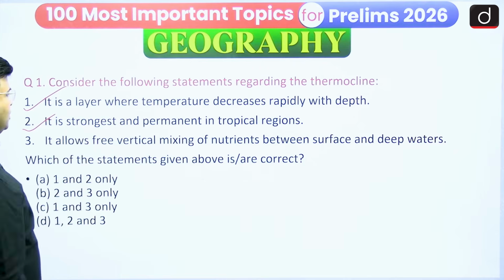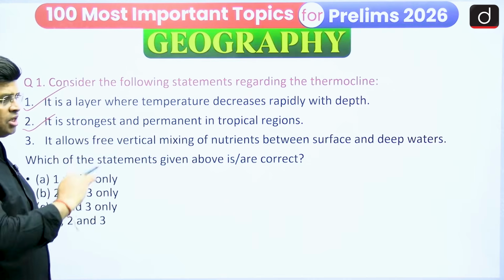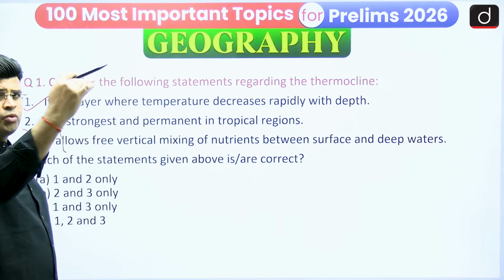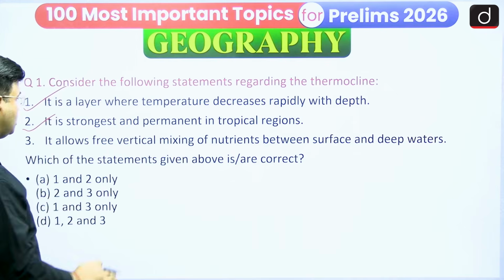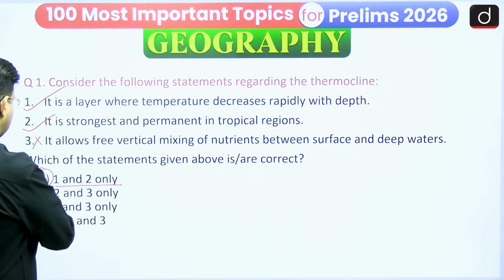And it allows free vertical mixing of nutrients between surface and deep waters. No, this thermocline layer does not allow surface water to mix with the deep sea. So it is not mixing. So this is the wrong one, and we can say that 1 and 2 are only correct.